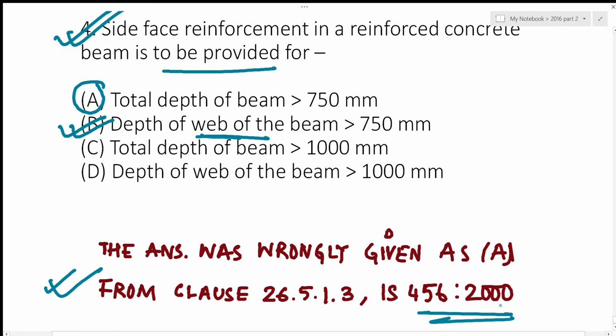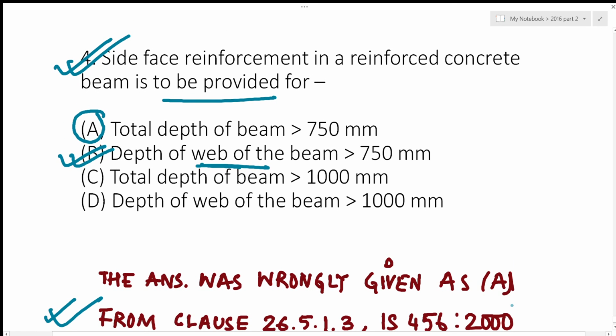So I made a mistake here. The depth of web of beam should be greater than 750 millimeter in this particular case. Remember, if this option is not given, then the other option is the right one. But since this option is specifically mentioned as the depth of web of beam is greater than 750, you should answer this question with it. This is the right answer for this particular question.